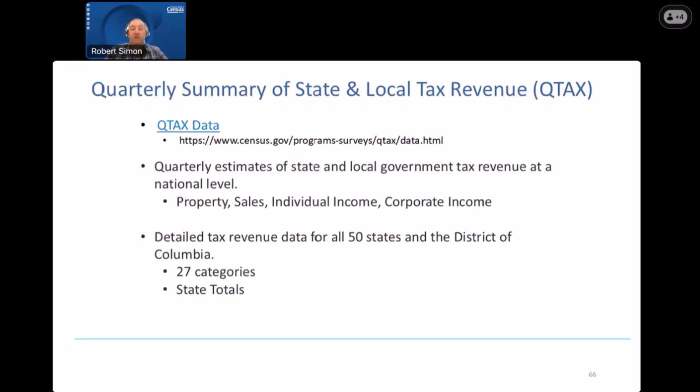The data is released approximately 2 months after the most recent quarter ends. Further, the survey provides detailed tax revenue data for all 50 states and the District of Columbia. There are 27 categories of tax data. It includes major categories like sales tax, individual income tax, corporate income tax, secondary categories like tobacco tax, alcohol tax, and motor fuel tax, and also more minor categories like amusement tax, public utilities tax, and death and gift taxes.